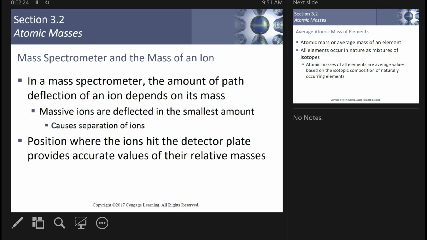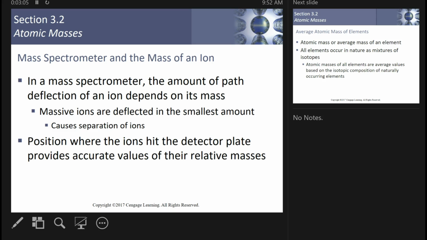It'll look like little lines, and then you will know about the mass based on the purity of the sample. Are we doing that? Oh, we're not doing that, but we will be looking at the results of the mass spectrometer. But we don't have a mass spectrometer. The amount of path deflection depends on the mass. Massive ions are deflected the least, because they're heavy, they can't deflect as much as the least massive ones, right? So heavier ones are going to deflect less. The position where the ions hit the detector plate provides accurate values. So you actually get a reading of where they hit. Where they hit has to do with their angle of deflection, and their angle of deflection is based on their mass.